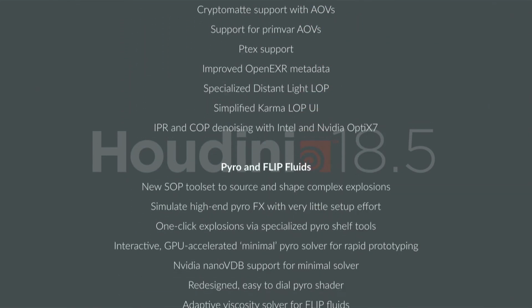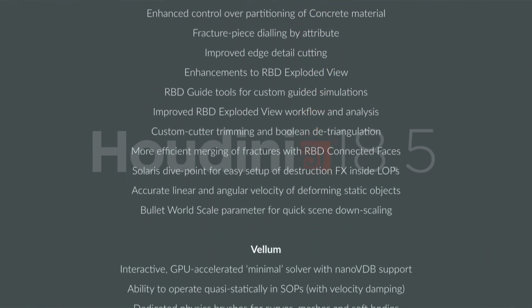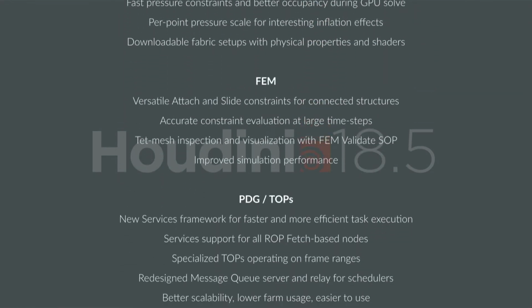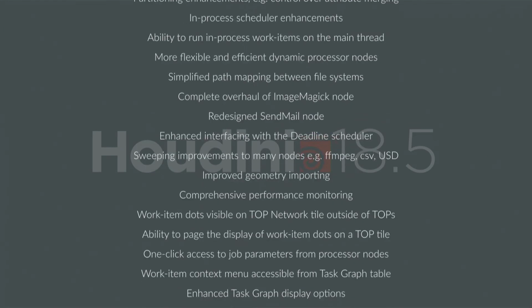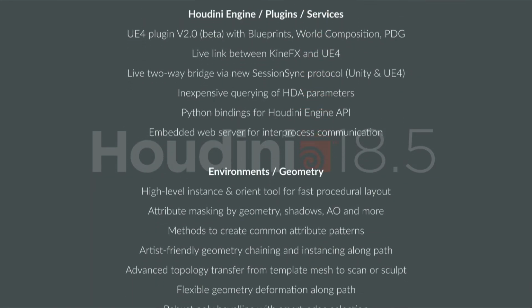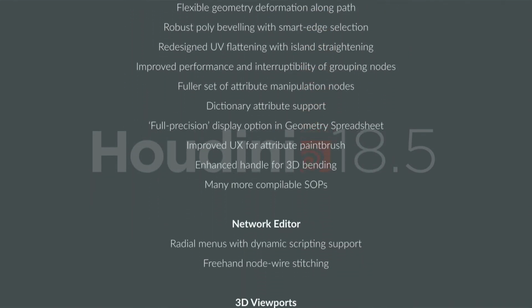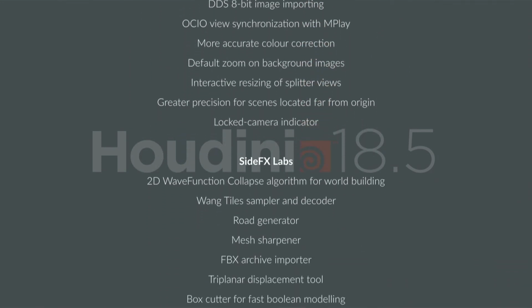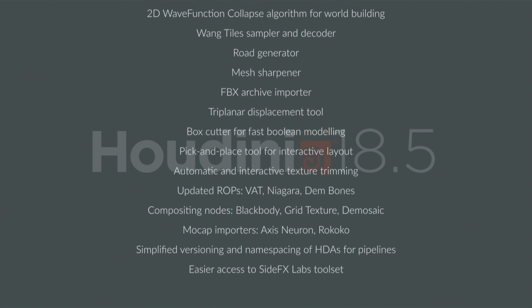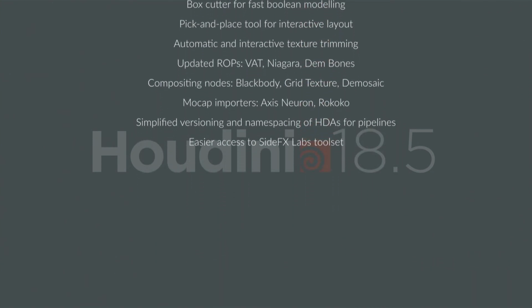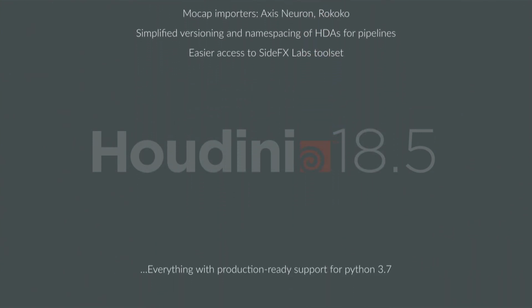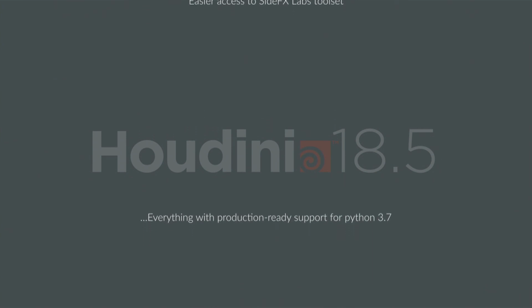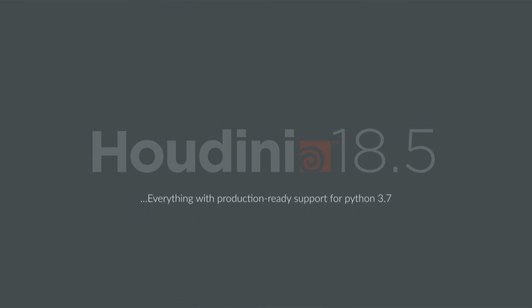Hard to name a particular one. I'll just pick one randomly. Many more compiled SOPs to make your SOP productivity even faster. And on the Side Effects Labs side of things, look for a lot of tools there that are not just for game development. Everyone in film, games, commercials are using our Side Effects Labs tools more and more. There's a lot of good stuff in there. And of course, the big question at the end of the day is, is Houdini 18.5 ready for Python 3.7? And the answer is yes.